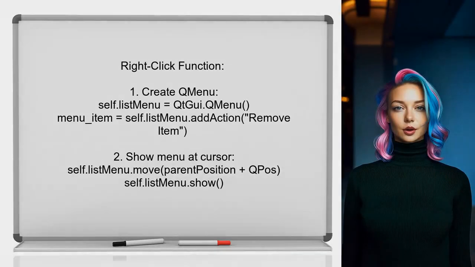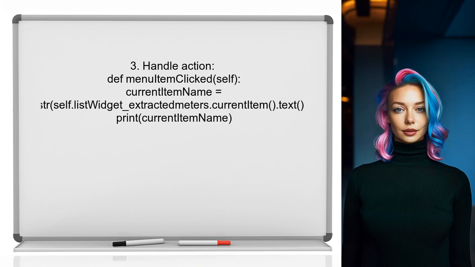In the function that handles the right-click, create a QMenu and add actions like remove item. Position the menu at the cursor's location and display it. You can also define a function to handle the action when it's triggered.